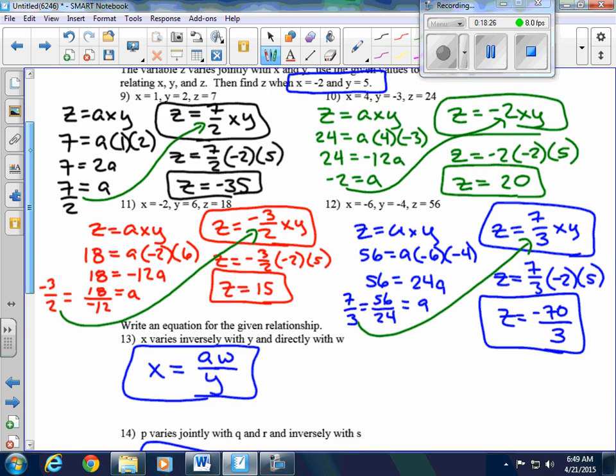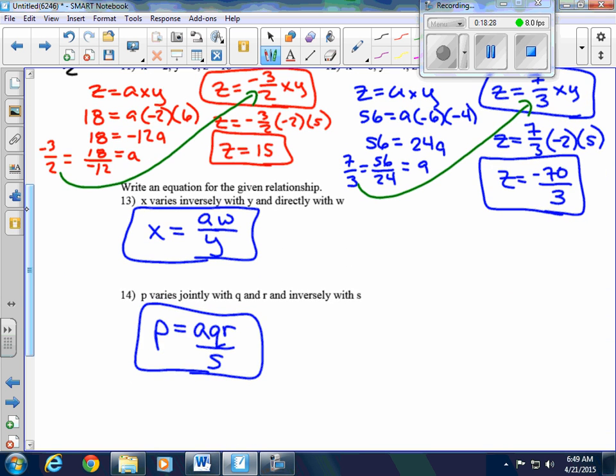Then if we jump down to 13 and 14, they're just putting in, again, exactly like it says, if it's an inverse variation, if it's a direct variation, if it's a joint variation. So make sure you know how to write each one of those.